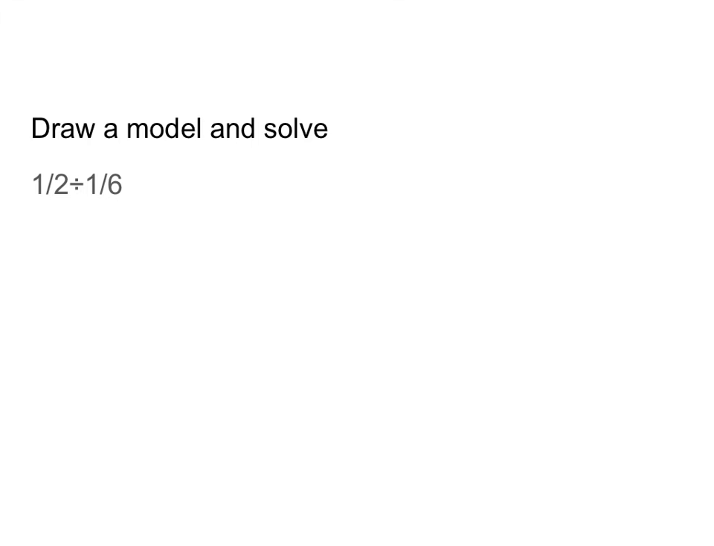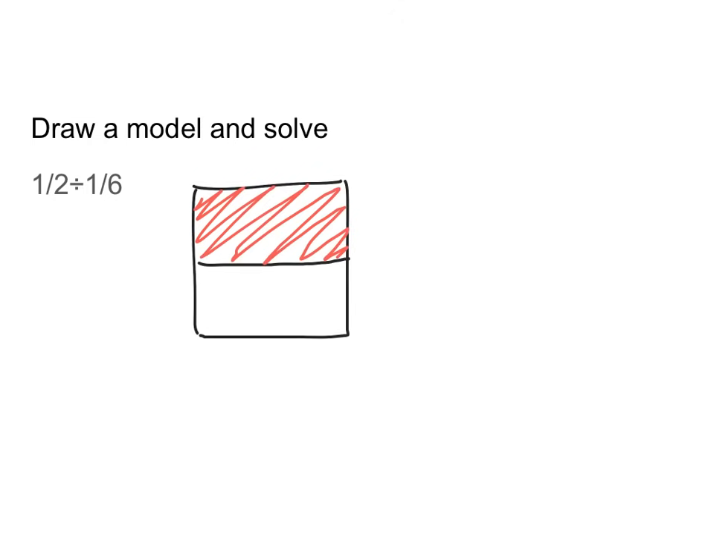Okay, let's try it again. This time we're going to do 1/2 divided by 1/6. We'll draw a model. All right, so we start off with 1/2. Now I want to know how many times 1/6 can go into it. And we might be inclined to draw the 6th going the other direction, but since we're seeing how many times it goes in, it actually makes a lot more sense to try and kind of subdivide this down into 6ths.